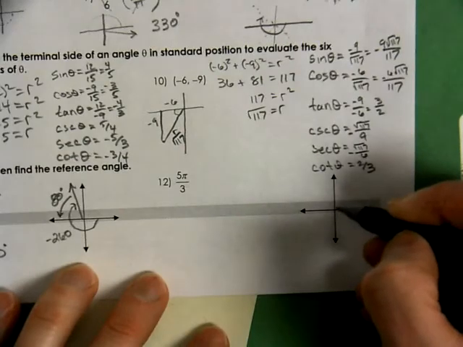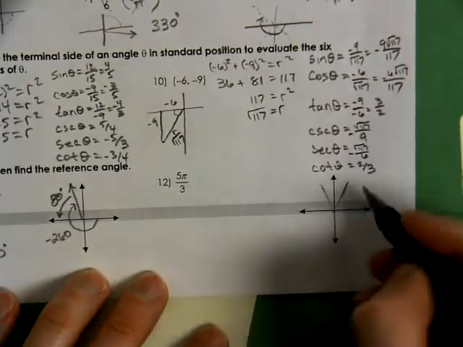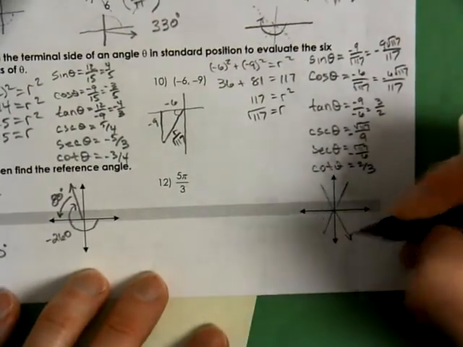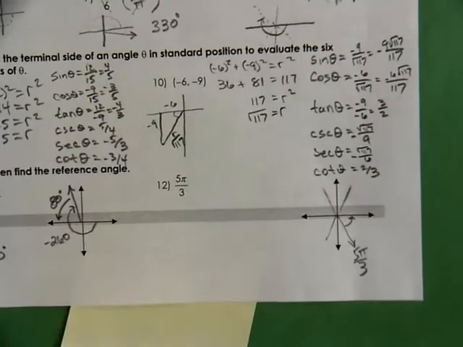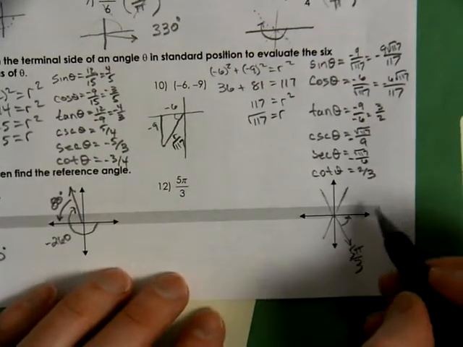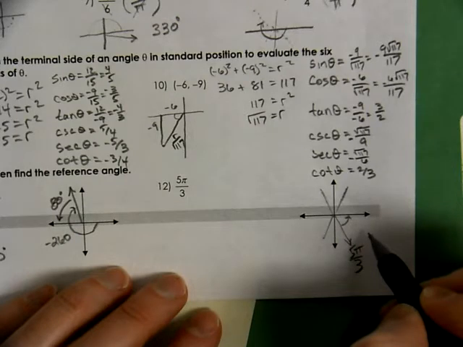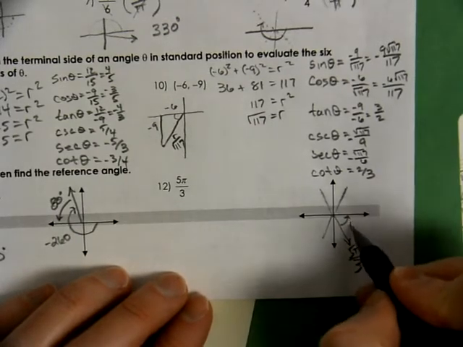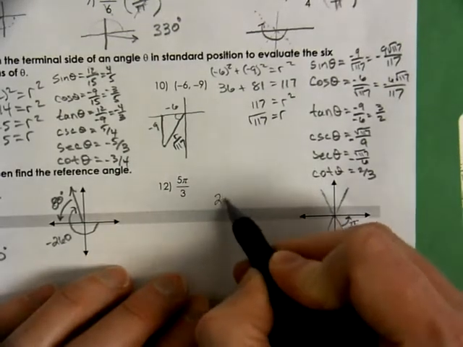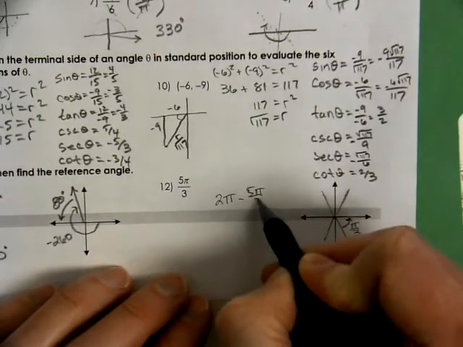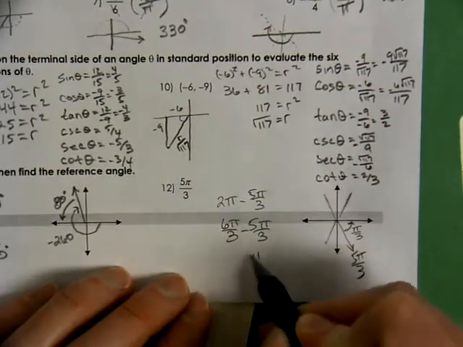5 pi over 3. This would be 1 pi over 3, 2 pi over 3, 3 pi over 3, 4 pi over 3, and 5 pi over 3. So the reference angle is the angle that forms with the x-axis. So in this case, this would be 2 pi, known as 6 pi over 3. So the remaining amount here is pi over 3. A way to do that is 2 pi minus 5 pi over 3. We make common denominators, and we get pi over 3.